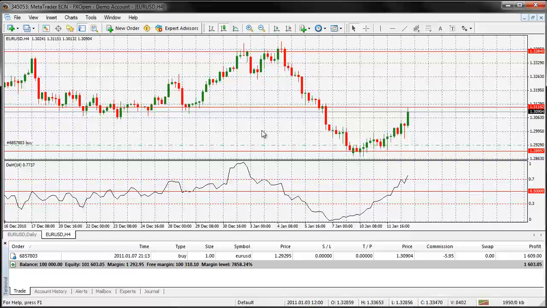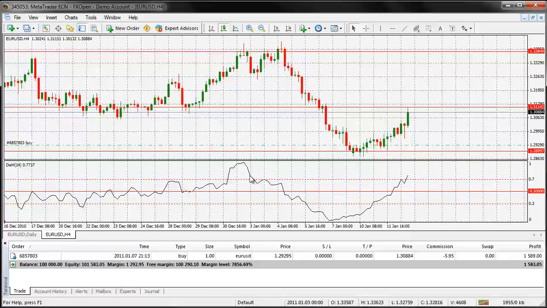Okay, so let's take a look. Sometimes we need to think a little bit outside the box, use a bit of common sense with it, but for the most part this does tell you when to get out of the trade, and these two lines at the top and the bottom tell you when to get in.